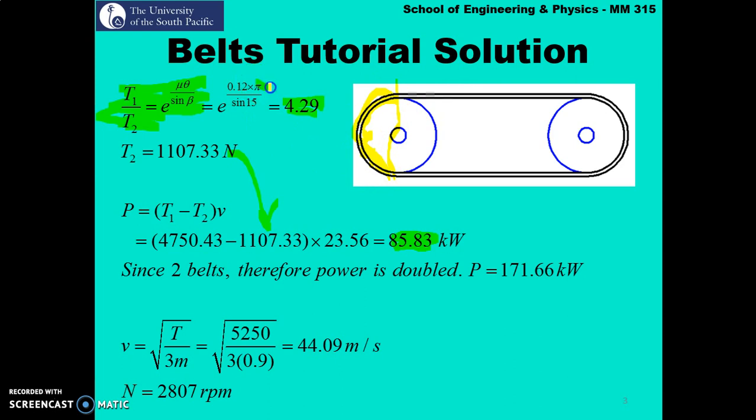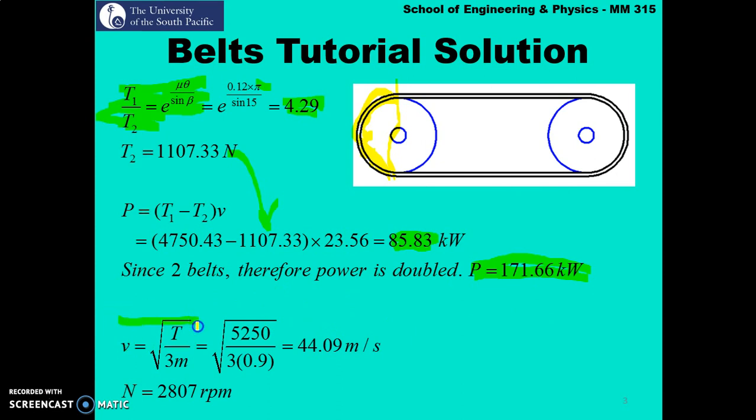So we got pi as our wrap angle in radians. And then, since we've got two V belts, the power will be doubled. So basically the power transmitted by this V belt drive system is simply equal to 171.67 kilowatt. Now, it says that you have to calculate the speed for maximum power transmission.